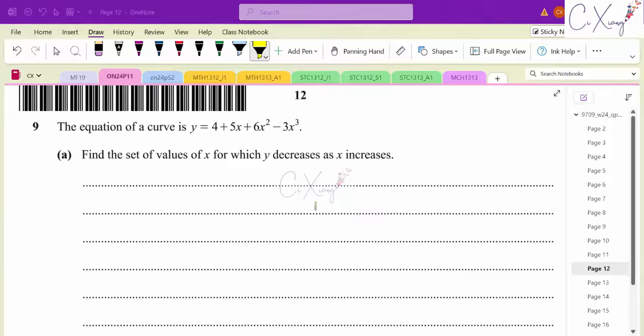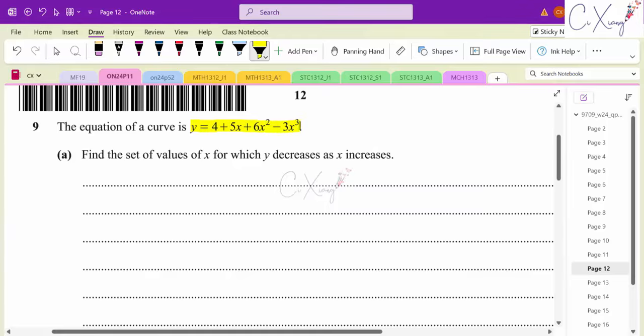Okay, so we are at question number 9 now. We are given this equation and they want us to find the set of values of x when y decreases as x increases. So I have the keyword decrease. They are asking us when the function is decreasing. They want to know the values of x when the function is decreasing.